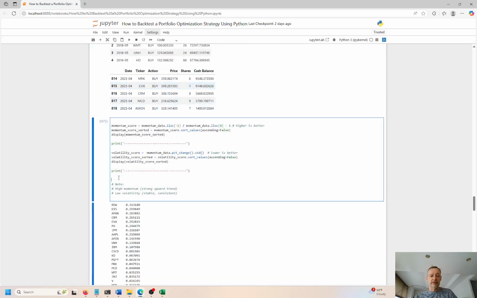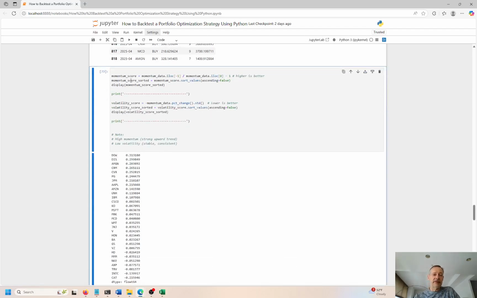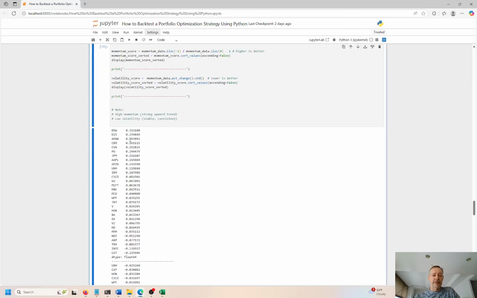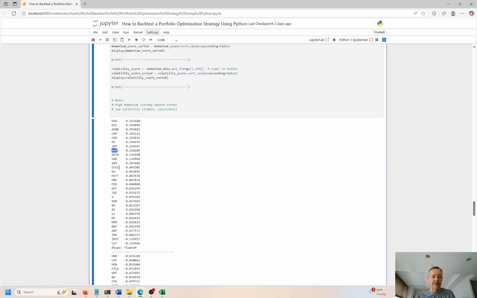Okay, so let me go down here. That is fine. Everything lines up. Everything meets my expectations. I want to look at a momentum score. This is the momentum to determine which stocks are better. So higher is better. So here the Dow is better. Disney, Amazon, and that's Amgen. CRM, I think that's Salesforce. CVX, I'm not even sure what that is. This is Procter & Gamble, JP Morgan, Apple, Amazon.